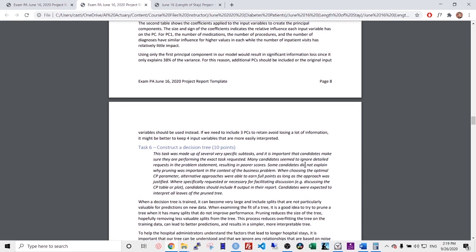Some candidates did not explain why pruning was important in the context of the business problem. When choosing the optimal CP parameter, alternative approaches were able to earn full points as long as the approach was justified. Where specifically requested or necessary for facilitating discussion, for example, discussing the CP plot or table, candidates should include their output in their report. Candidates were expected to interpret all leaves of the pruned tree.